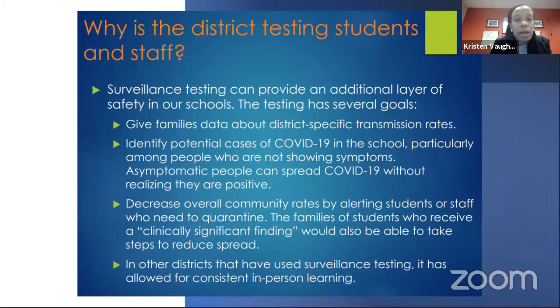Asymptomatic people can spread COVID-19 without realizing that they are positive. Another goal is to decrease the overall community rates by alerting students or staff who need to be quarantined. The families of the students who receive a clinically significant finding would also be able to take steps to reduce the spread. And lastly, in other districts that have used surveillance testing, it has allowed for consistent in-person learning.